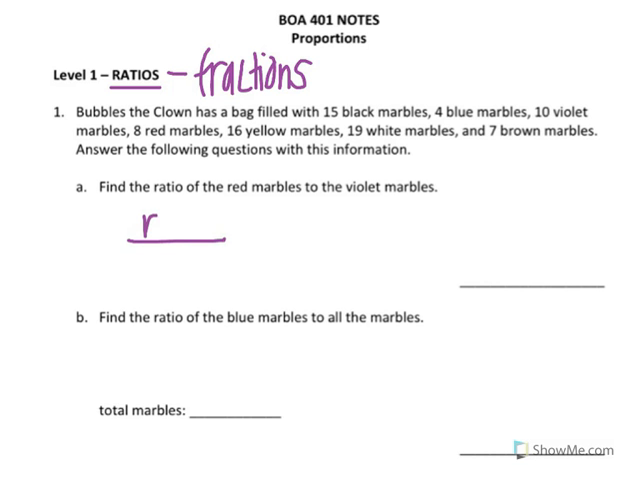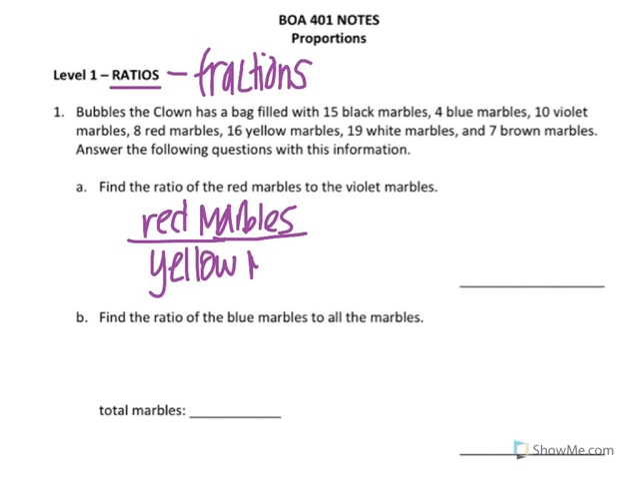Let's write this in words. We're going to be talking about red marbles to yellow marbles. That means red is our numerator and yellow marbles are going to be our denominator. I think it's very helpful to always write our ratios out in words and then translate to numbers.